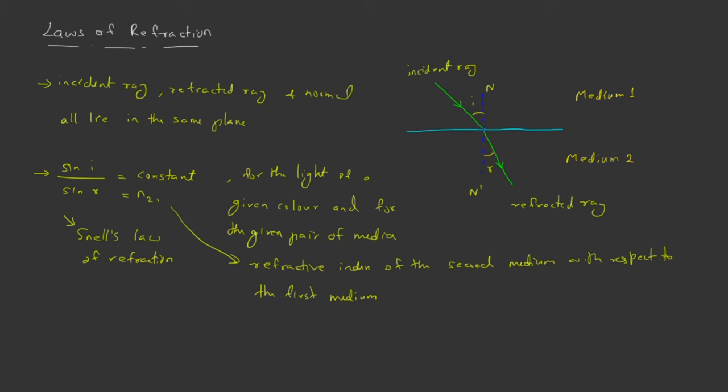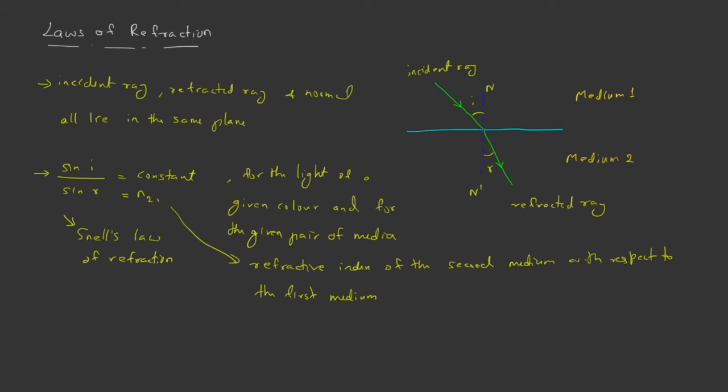So these are the two laws of refraction, that is, the incident ray, the refracted ray and the normal to the interface of two transparent media at the point of incidence all lie in the same plane. Second, that is Snell's law of refraction, that is sin I by sin R is equal to a constant. We call it the refractive index of the second medium with respect to the first medium, where I and R are the angle of incidence and the angle of refraction.